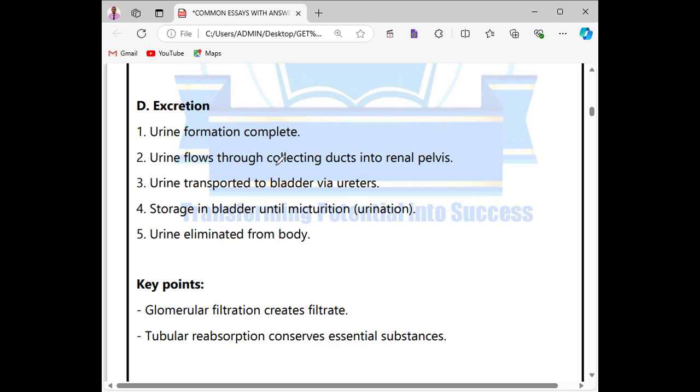The formation of urine has already been done, and the urine will now flow through the collecting ducts into the renal pelvis. Then urine is transported to the bladder through the ureters. It is stored in the bladder until micturition, which is just another word for urination. After that, urine is eliminated from the body. As simple as that. If it is an essay, you are done; you've written the key points.